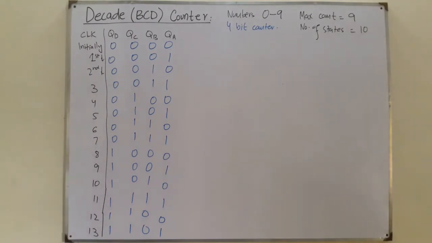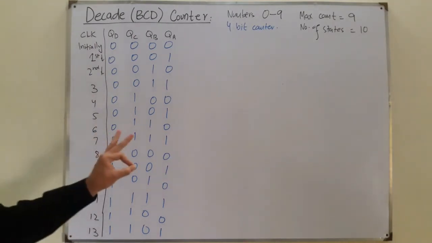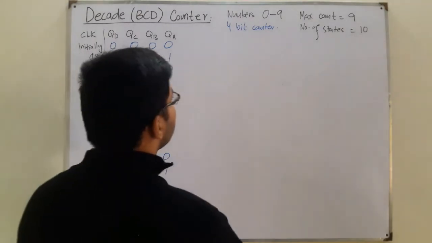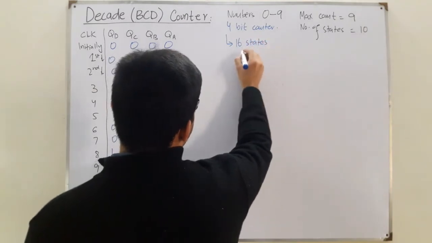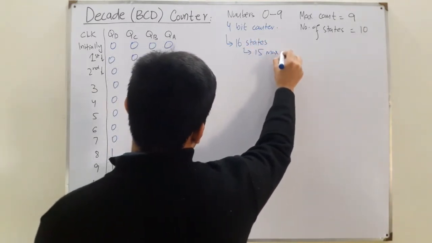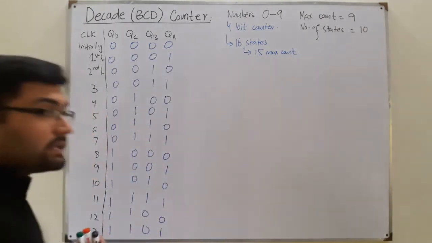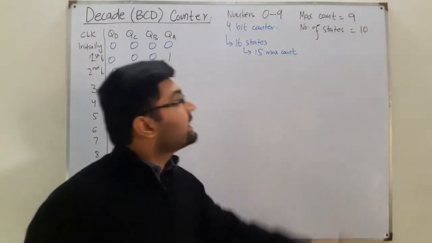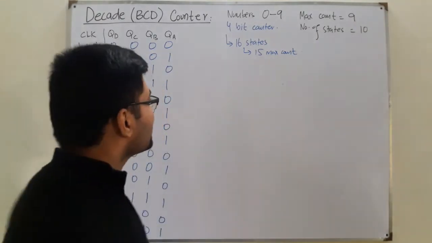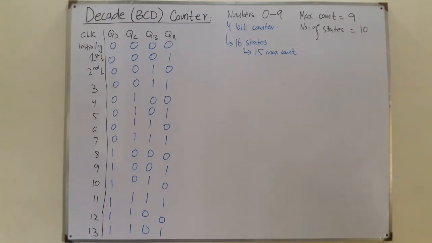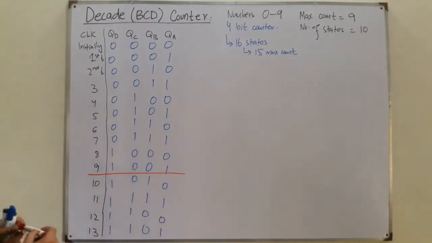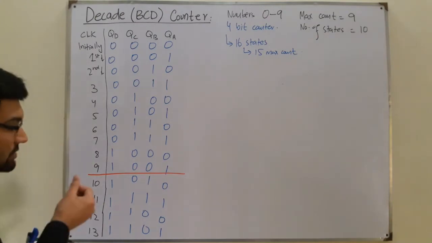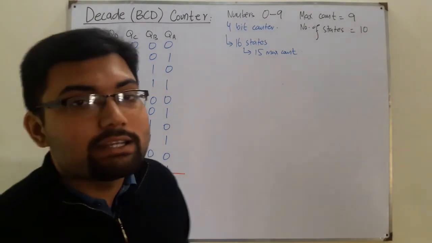Is that fine? Alright, now we need the 4-bit counter. So, the 4-bit counter has what? It has the maximum number of states, 2 to the power 4, which is 16 states. And the maximum count is 15. But what do we need? We need a maximum count till 9 and the number of states till 10. So here again, the modulus comes into play. The 10th state comes over here, which means the maximum count of 9 arrives over here: 1, 0, 0, 1. Which means after this, as soon as 10 arrives, you have to reset your flip-flop.